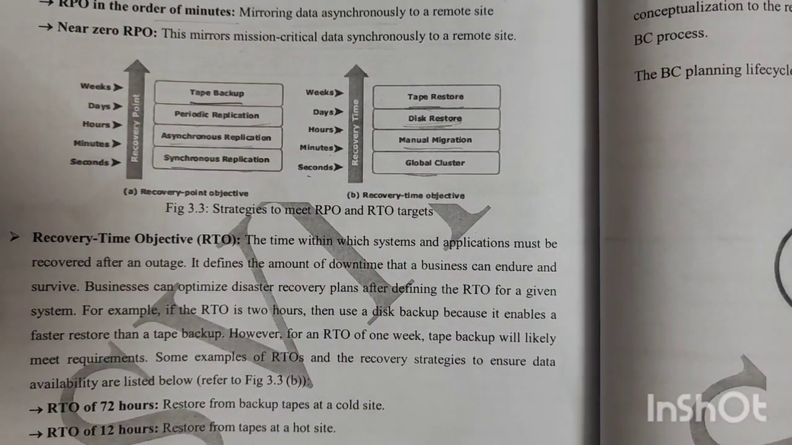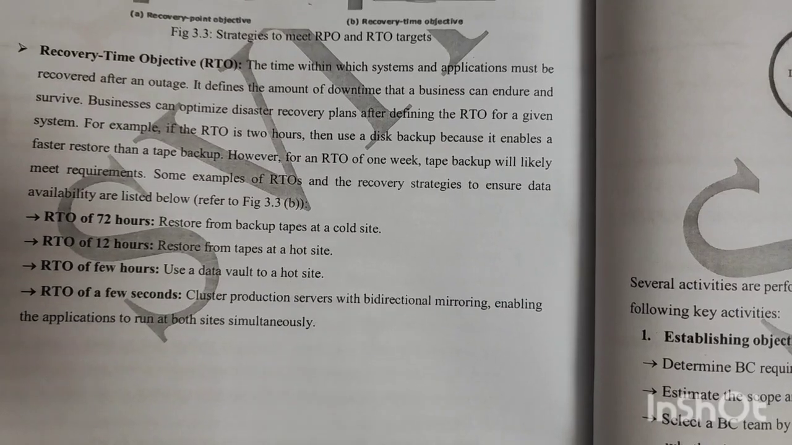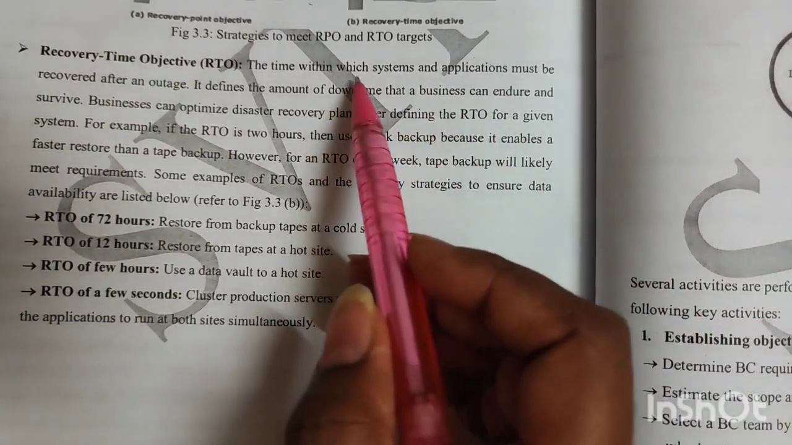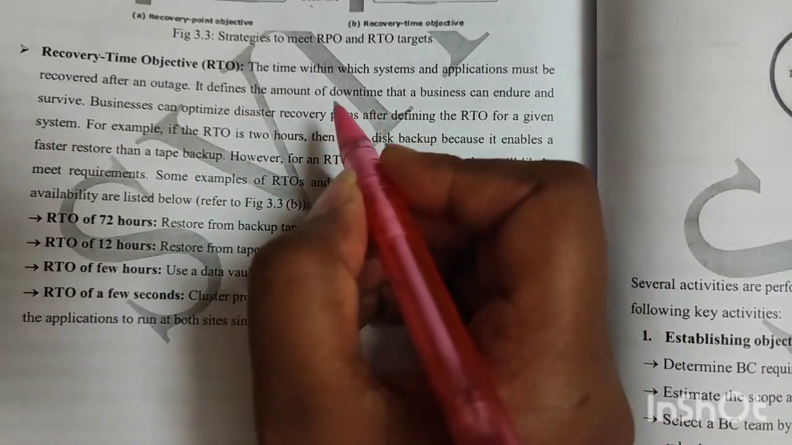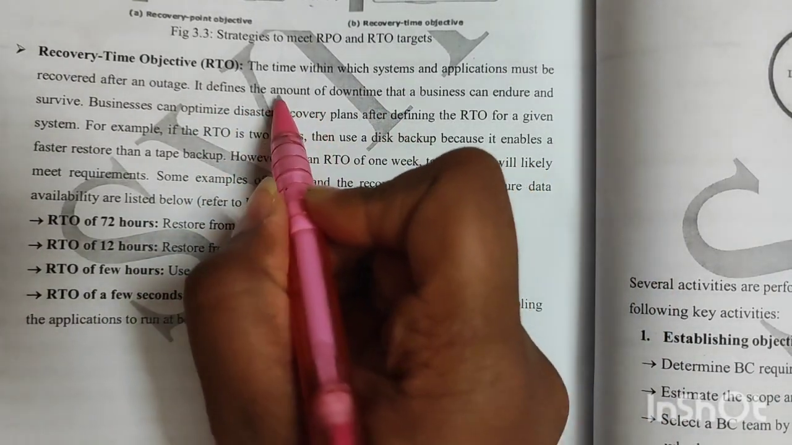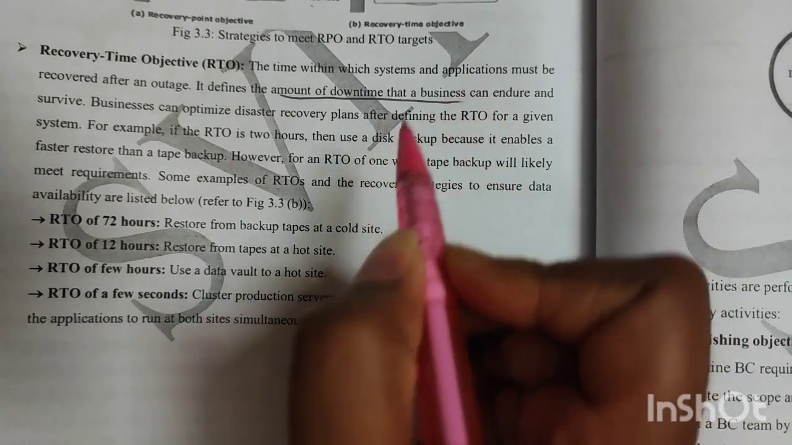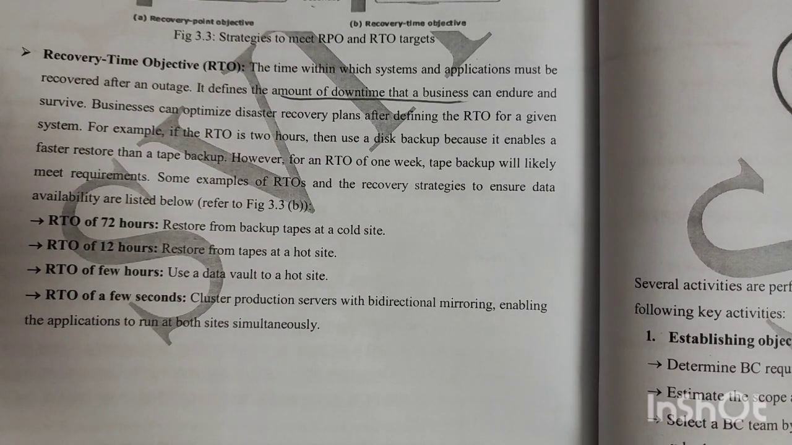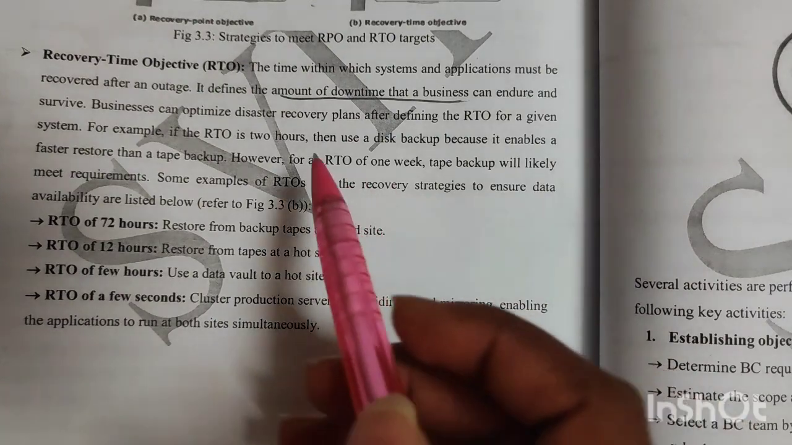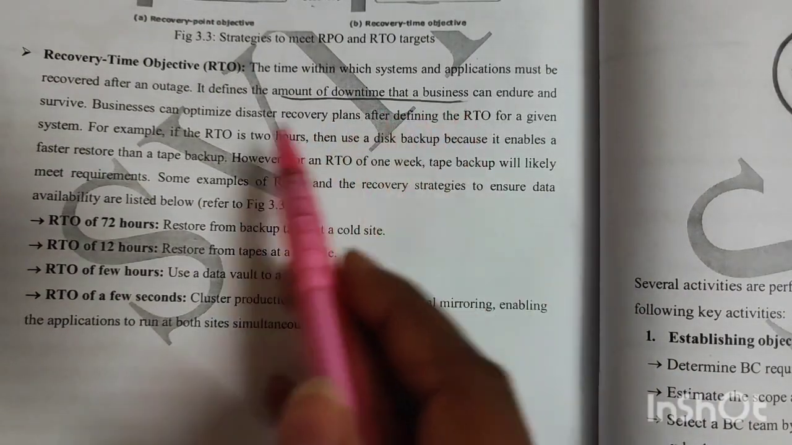Then you have recovery time objective. So it's the time it takes to recover after the disaster has happened. So the amount of downtime a business can endure. That was the amount of business loss of information in the previous one. In recovery time objective, we have the amount of downtime a business can endure.